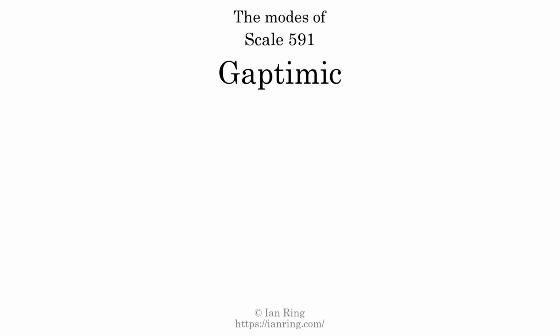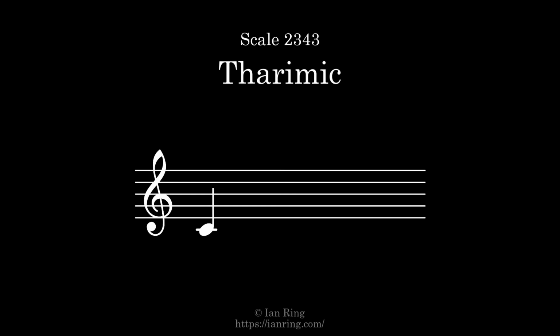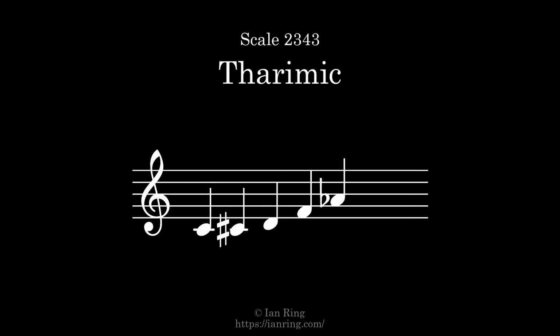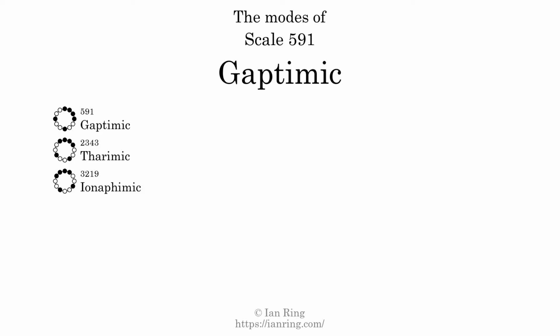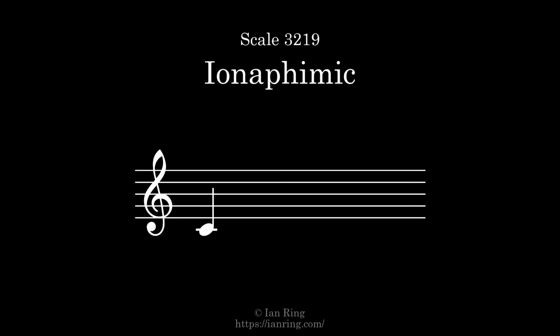This scale has 6 modes. The first mode is itself. The second mode is scale 2343, also known as theoremic. It sounds like this. The third mode is scale 3219, also known as anathemic. It sounds like this.